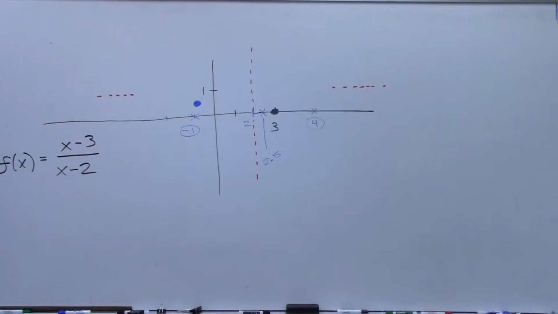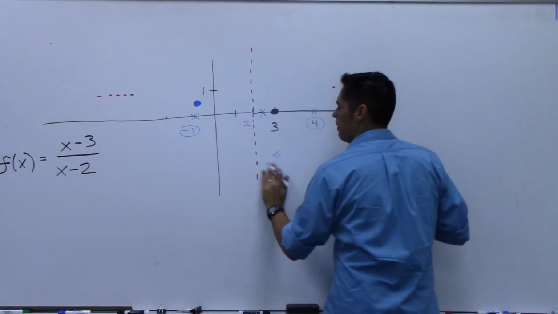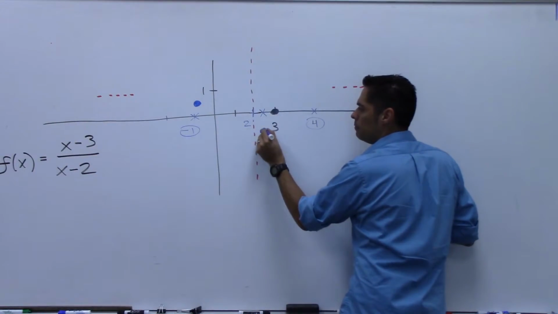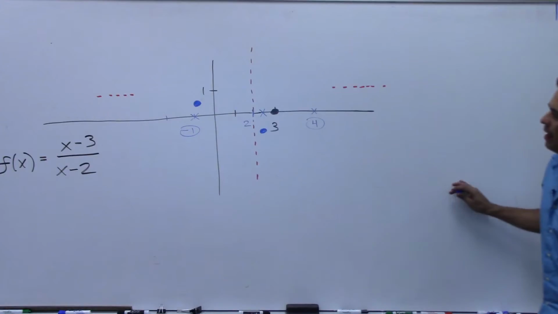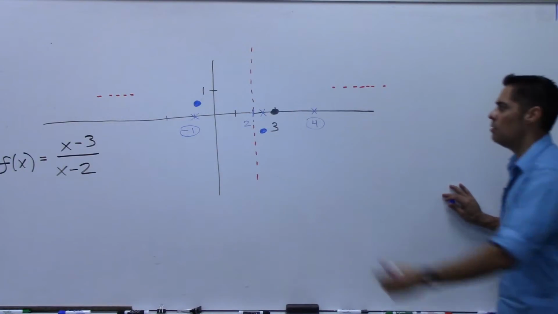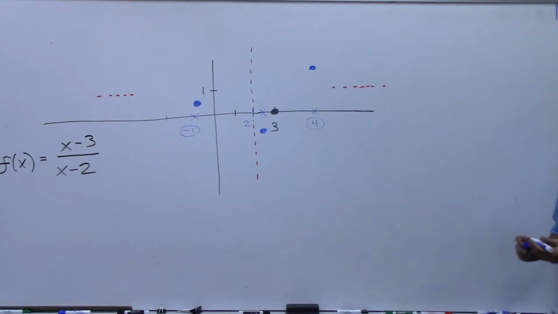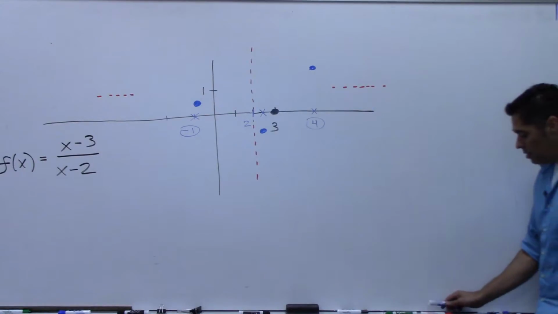Now, how about 2.5? Plug 2.5 into this. Negative on top, positive on the bottom, so negative over positive is negative. So over here, I'm going to erase this thing. I have a dot below. And then at 4, plug in, and you get positive. So I'm going to put this one up here, just for fun. And that's it. That's all you need.